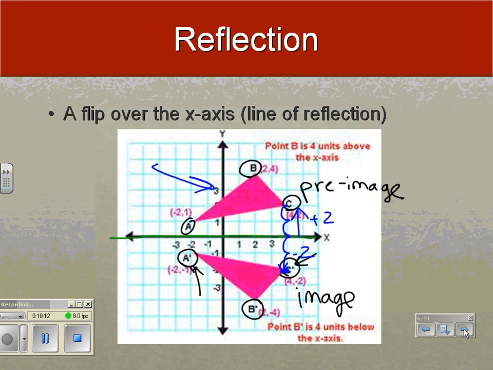Let me give you another example. Let's say we look at A. A is 1 unit above the x-axis, so A prime is going to be 1 unit below the x-axis. And the same with B, we go up 1, 2, 3, 4 upwards. So I go the opposite direction, 1, 2, 3, 4, and we form B prime. So that is how you would reflect it over the x-axis.